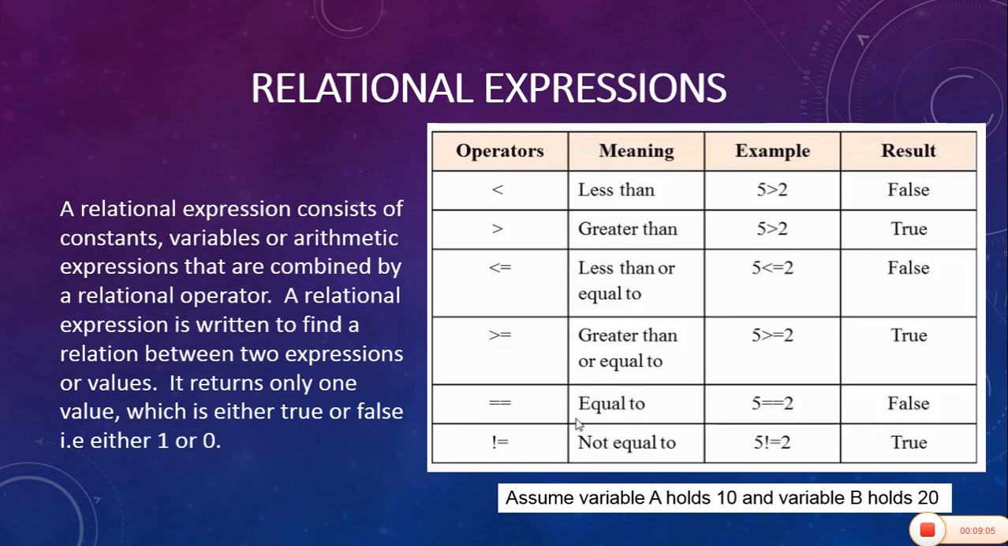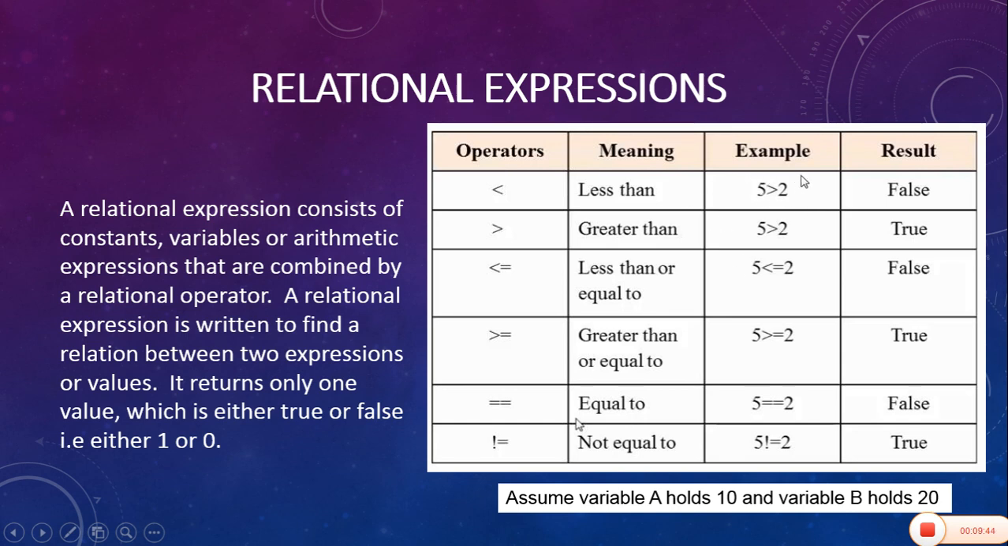Now here we consider an example. We again consider two integer type variables, a and b. A is initialized by 10 while b is initialized by 20. So these are the relational operators: less than sign, greater than sign, less than or equal to sign, greater than or equal to sign, and not equal to sign. These are the symbols which are used by C++ programs.